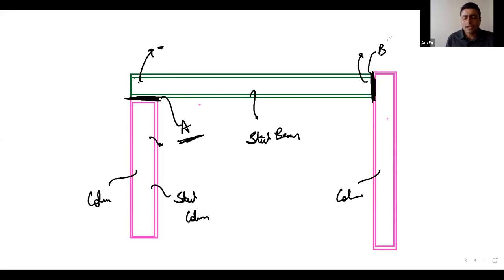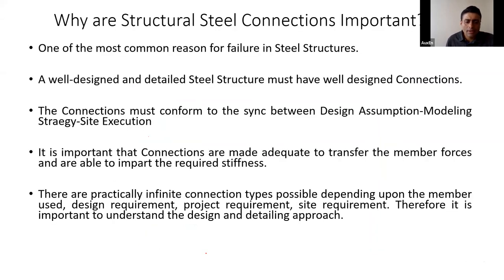Do you get it? So when we are going to design the connection, if someone is designing this connection A, it will be different from this connection B. Right? So this is what I mean by connection depending on the project requirement. Or you can say site requirement also, or project requirement also. I hope you get it.